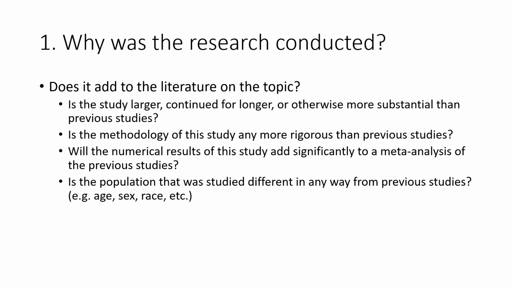So there might have been a previous study that was a cohort study, and now we're doing a randomized control trial, which is considered a more rigorous study design. And will these numerical results of the study add significantly to a meta-analysis of the previous study? So there are certain topics in science that are kind of hotly debated, and a new study can help tip the meta-analysis results to one side or the other.